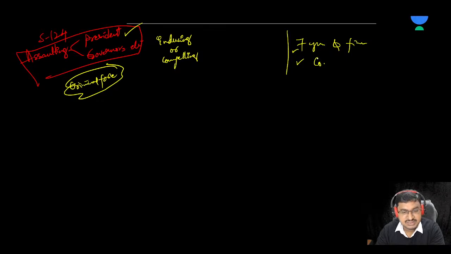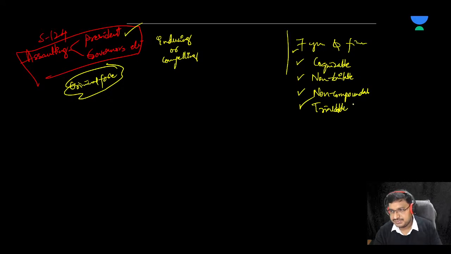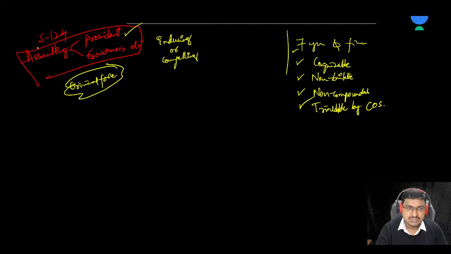He will also be liable with punishment. This offence is cognizable, and it is non-bailable in nature. It is non-compoundable in nature, and it shall be triable by court of sessions. This is about section 124 of IPC, friends.